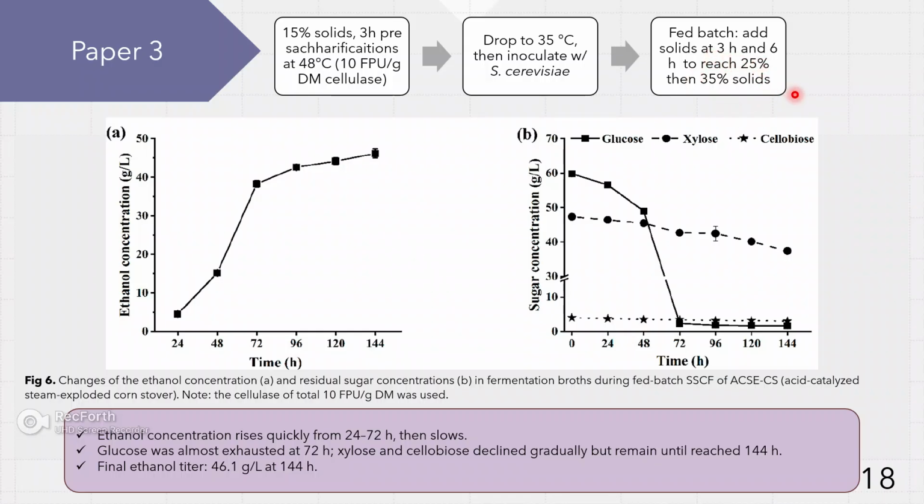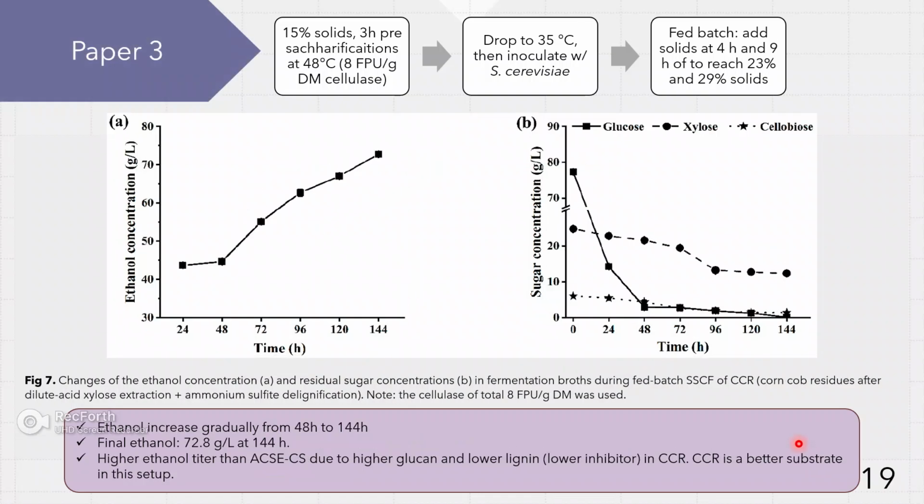Then in the fed batch, they add solids at 3 hours and 6 hours to reach 25% and then 35% solids. And here, as you can see, the ethanol concentration rises quickly from 24 to 72 hours, then slows. Glucose was almost exhausted at 72 hours, and the xylose and cellobiose declined gradually but remained until 144 hours. The final ethanol titer is 46.5 grams per L at 144 hours.